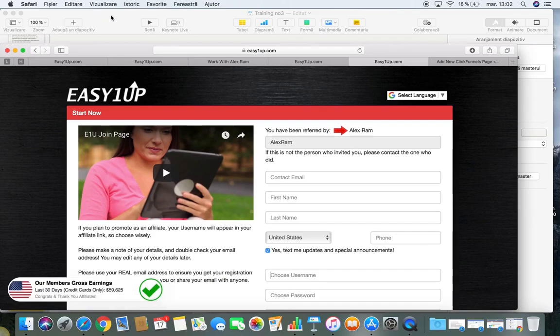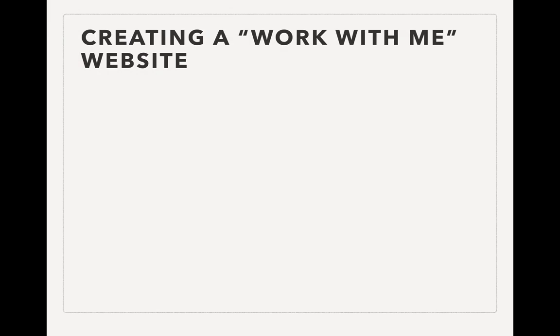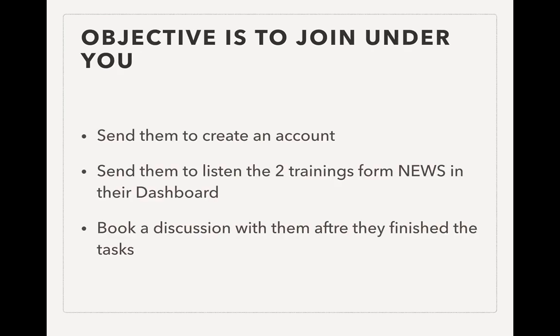So I'm going to send you this link also, and this is what you can send from now on in Aweber, or also on Facebook. You can post on Facebook, and also you can send it to Messenger when you're talking to somebody. So the objective is to join under you. This is where we start from. Send them to create an account, send them to listen to the two trainings that I showed you in the beginning in their dashboard, because they will spare you a lot of questions, and book a discussion with them after they finish the task.